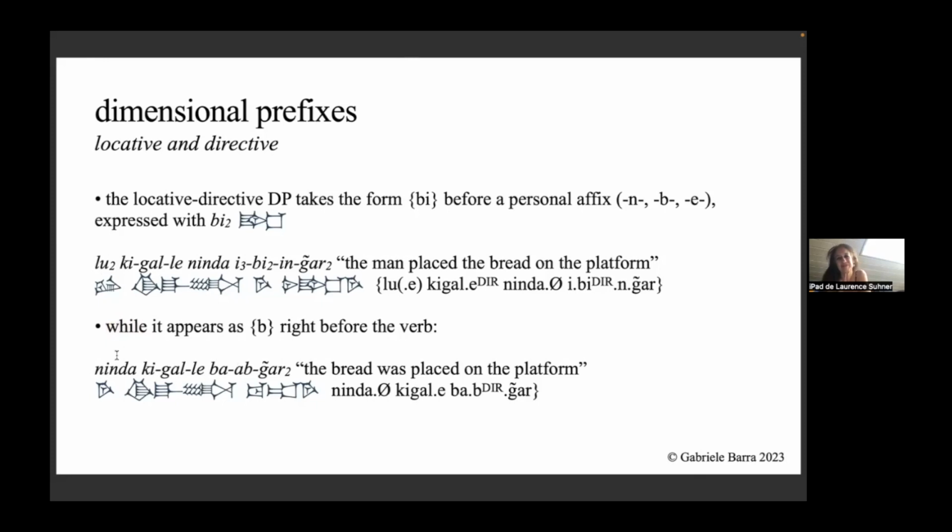All right. So the same phrase here in the passive is ninda, so bread, kigalle, on the platform, ba abgar. So what changes here? There is no more bi, but rather just b. No bi, let's call it like that. But just b, because it goes right before the verb. So the bread, ninda, on the platform was placed. Same thing as the locative, just with the bi or b by occasion.